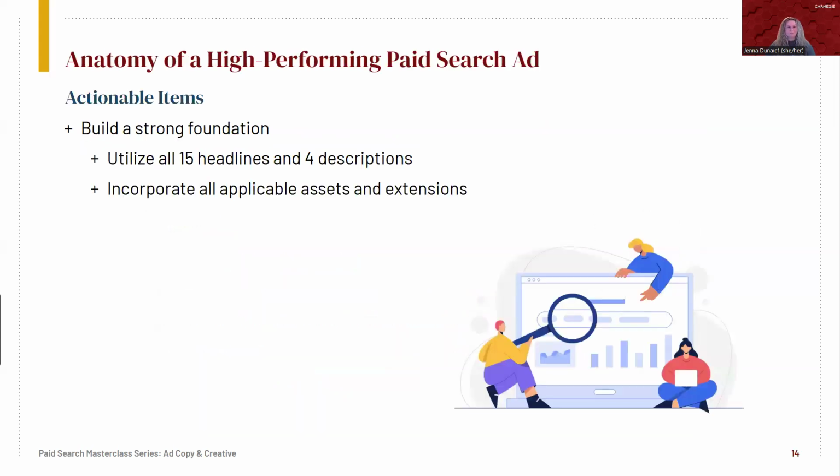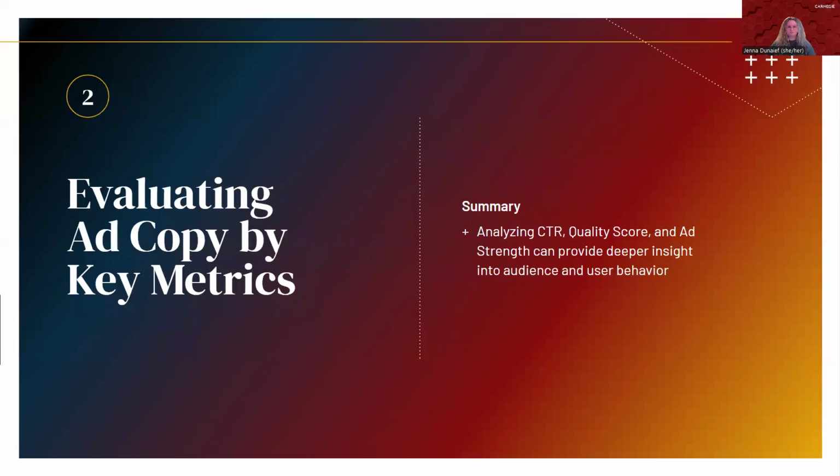So, to recap, high-performing PPC ads have a strong foundation. They are utilizing all 15 headlines and all 4 descriptions to give Google the most ad copy to dynamically combine and test over time. They are also leveraging all applicable assets and extensions for their line of business, from the display URL to the business logo. So now that we've discussed the anatomy of a high-performing ad, let's move into the metrics that we can use to evaluate performance of ad copy.